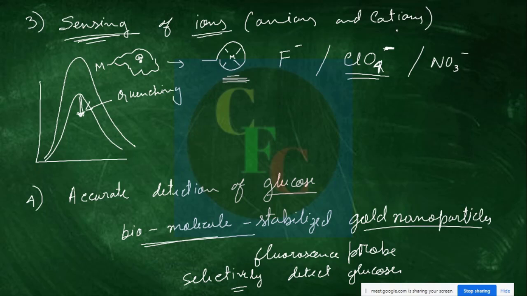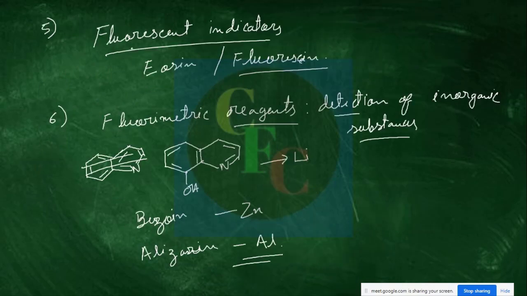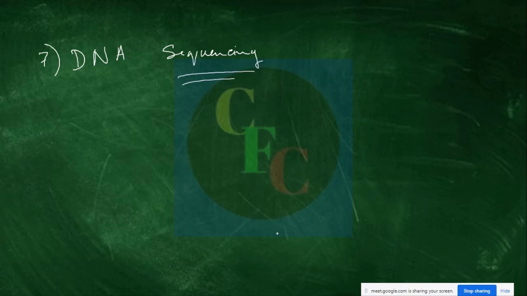Okay. Now, for accurate detection of glucose, these fluorescent indicators, fluorimetric agents for detection of inorganic substances like lithium, zinc, aluminium, beryllium, they are there, and DNA sequencing. Okay, so today we end this discussion about fluorescence spectroscopy.